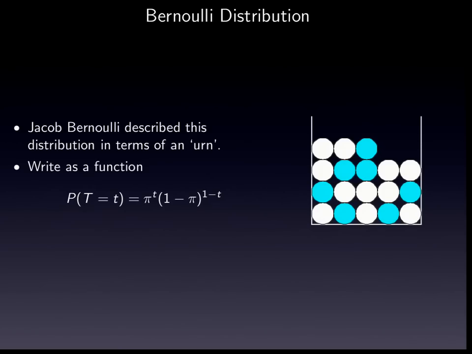And Jacob Bernoulli introduced it in terms of an urn. So I've got cyan balls and white balls in here. And what he said is that if you've got a bag of cyan and white balls and you reach in and randomly grab one ball, the probability of it being white will be the proportion of whites over the total number of balls, yeah? And the probability of it being cyan will be the number of cyan over the total number of balls. So the probability of being white, pi, is equal to the number of whites divided by the number of cyans plus whites, and 1 minus pi is obviously the complement, equal to the proportion of cyan balls. That's how Jacob Bernoulli described the Bernoulli distribution.